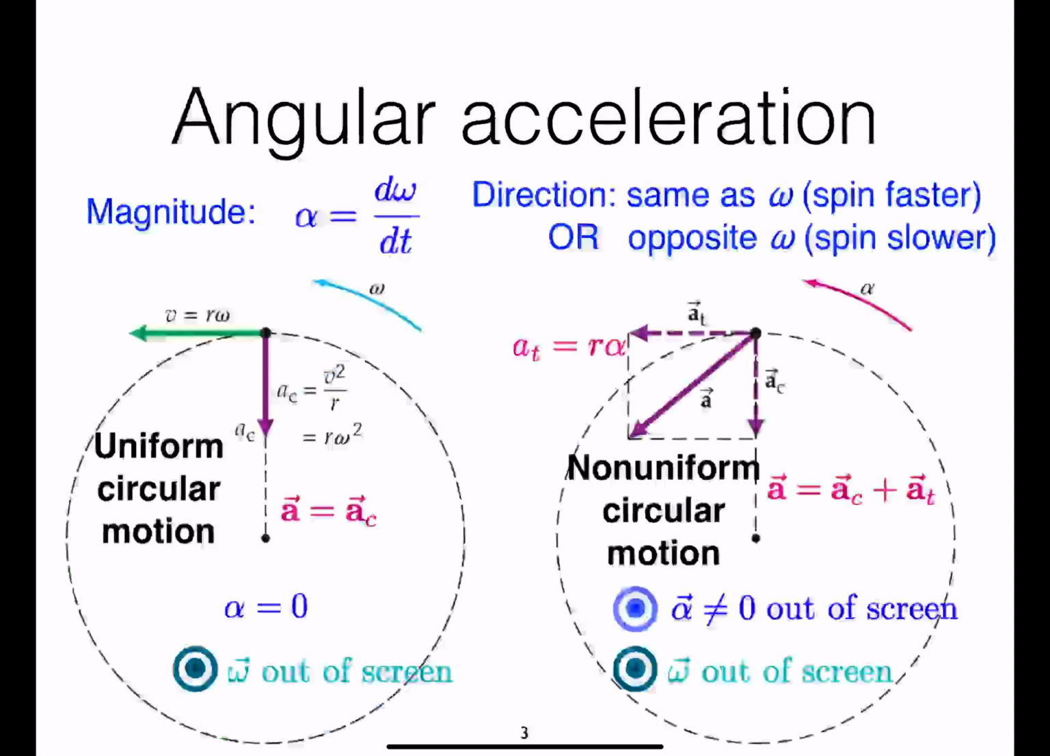In terms of non-uniform circular motion, you have centripetal acceleration and tangential acceleration. In this case, the net acceleration is not directed towards the center. It's the vector sum of tangential acceleration and centripetal acceleration.